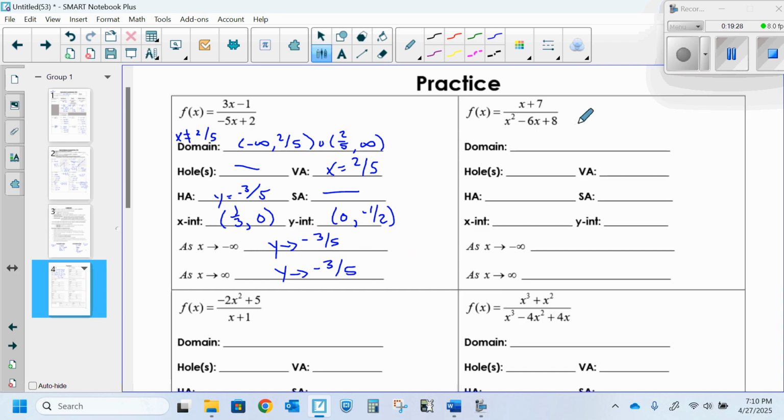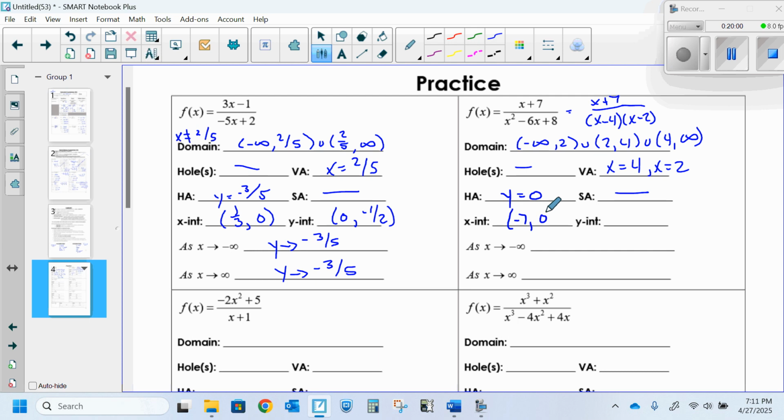Okay, all right, let's factor this one. Nothing cancels. Our domain: negative infinity to 2, union 2 to 4, union 4 to infinity. We're going to have 2 vertical asymptotes because nothing canceled. Bottom heavy, the degree of the bottom is bigger, so this is y equals 0, no slant. X-intercept, (-7, 0). Y-intercept, and this always goes towards the horizontal asymptote, so it goes towards 0.